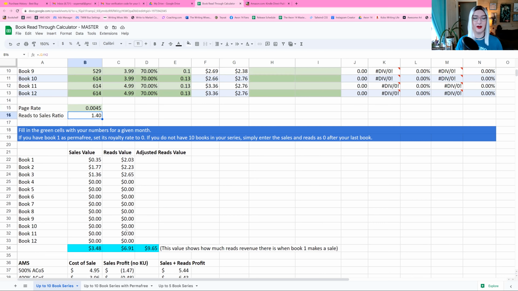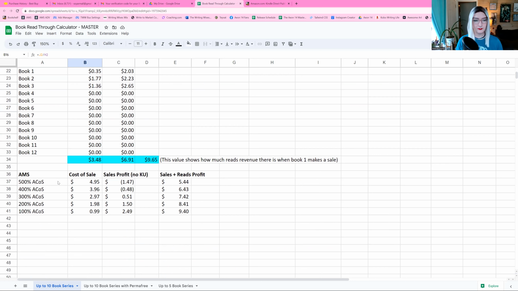So it does matter. And then down in AMS land, I just list out at what ACOS you'll be profitable. So if we look here, if there's no KU involved, your ACOS has to be under 300% for you to be profitable. And if you have KU in the mix, then you're actually profitable at any ACOS. So even at 500% ACOS, you're still making $5.44, even if it costs you $4.95 to make a sale. You're still making a good profit. Whereas if it costs you $4.95 to make a sale, you're losing money here because you only make $3.48 in reads alone or sales alone. So that's how that works out.